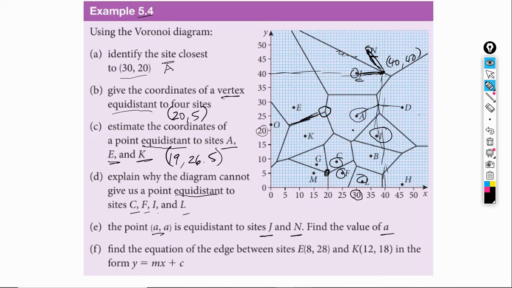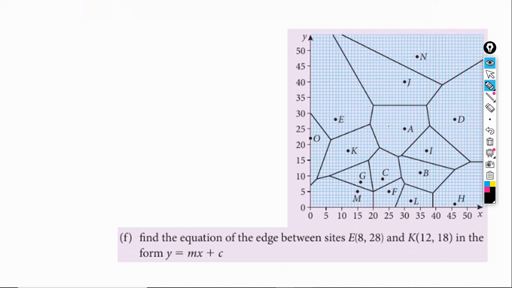Okay, for F, I'm going to use another slide because it's a totally different level of question. I mean, don't get me wrong, it's easy as well, but it requires a little more work. Okay, so here we are on another slide to solve part F of the question. So it says, find the equation of the edge between sites E and K in the form y equals mx plus c. So it's a linear equation. And we have to find sites E and K, which we can see are here, right? Basically they want us to find the equation for this line, this edge.